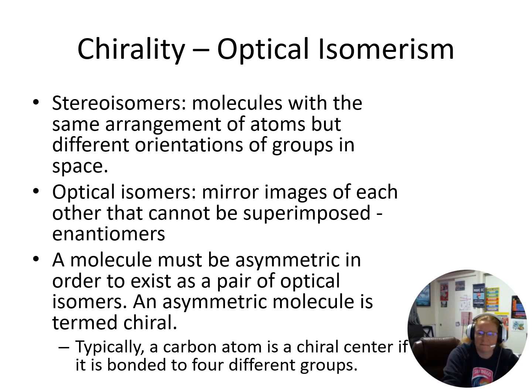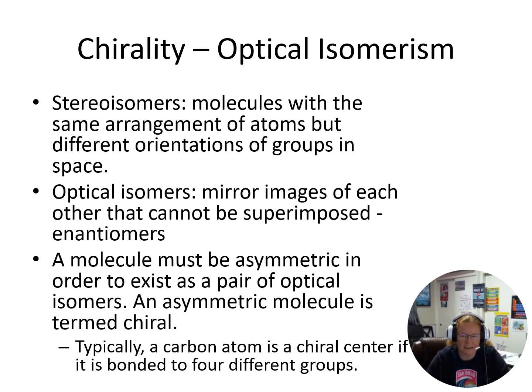Okay, and then we get this optical isomerism. That's where we look at our hands. What happens is we get these stereoisomers. They have the same arrangement, different orientations. So optical isomers are mirror images that can't be superimposed on each other. We have to get asymmetry to get optical isomerism.